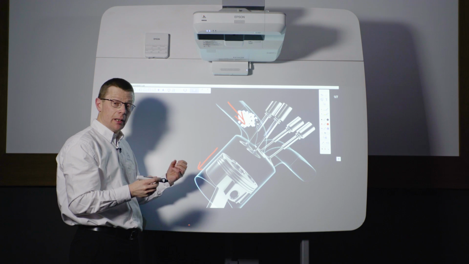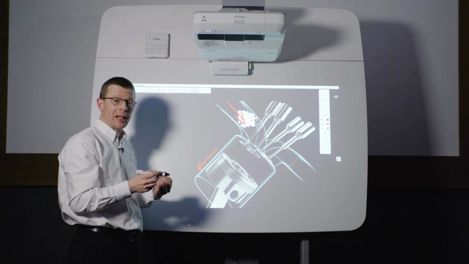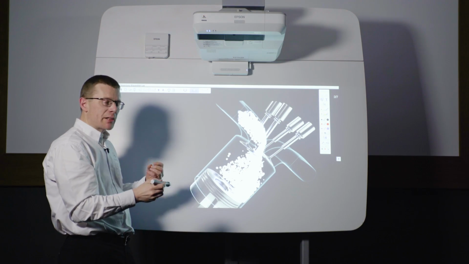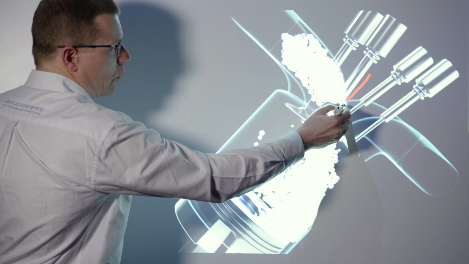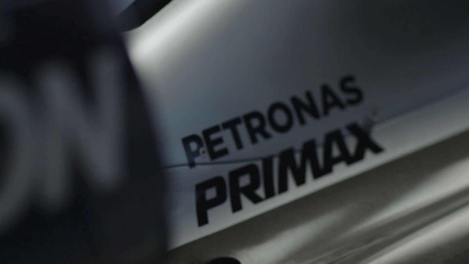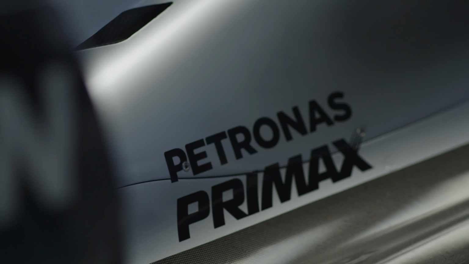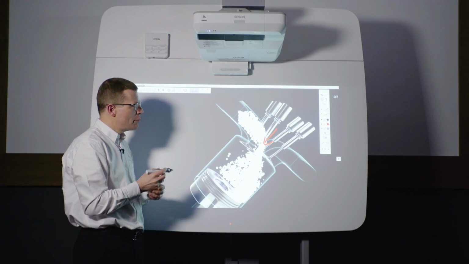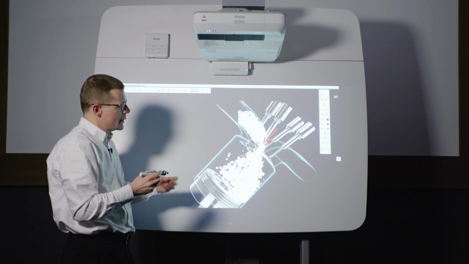The next stage is a very key one with combustion, and that's putting the fuel into the combustion chamber. We inject into the chamber with a central injector, high pressure injection. The Petronas Primax fuel plays a pivotal part of this process.